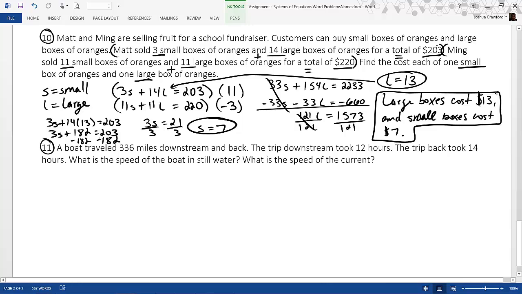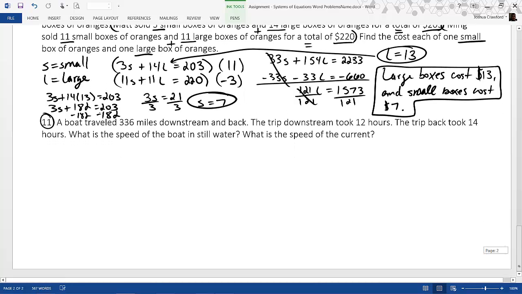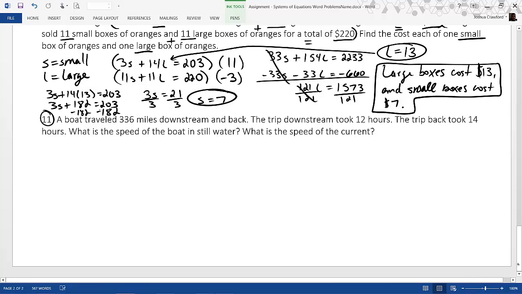Okay, there you go. Last one for the lesson, or for the video. Number 11. A boat traveled 336 miles downstream and back. So it went downstream and then upstream for a total of 336 miles. The trip downstream took 12 hours. The trip back took 14 hours. What is the speed of the boat in still water? What is the speed of the current?